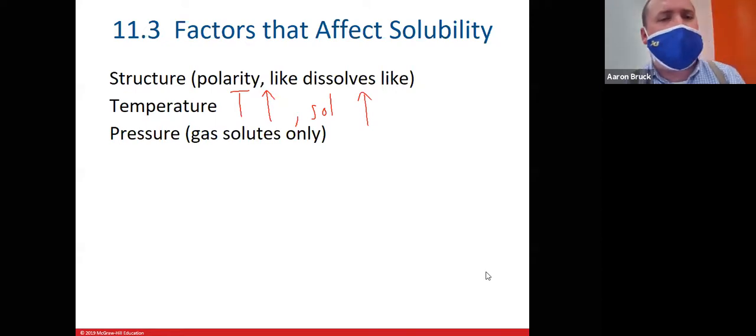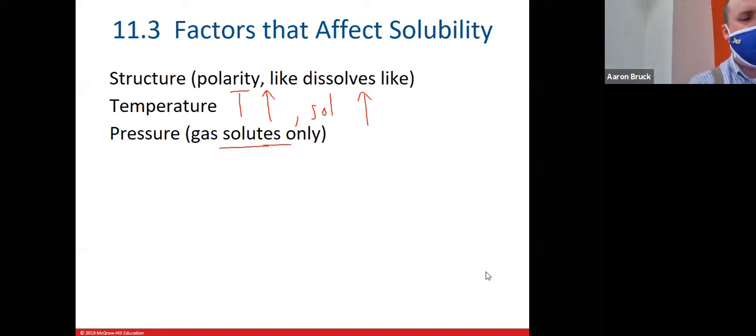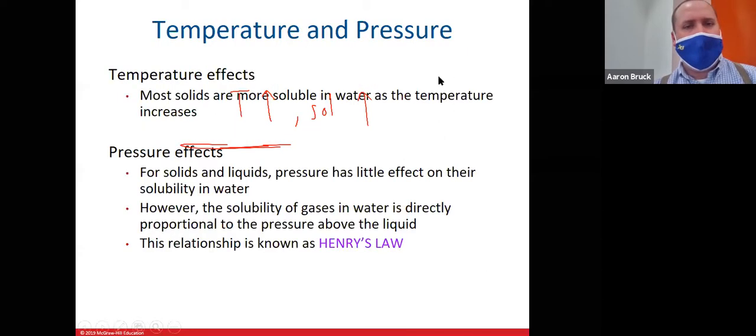And then we're going to want to look at pressure effects as well. And in particular, this affects gas phase solutes only. So when we have a gas dissolved in a liquid, we're going to look at pressure effects of that particular phenomenon.